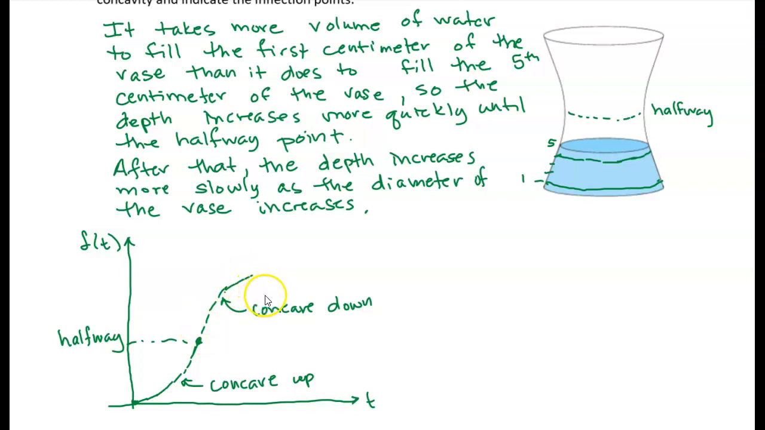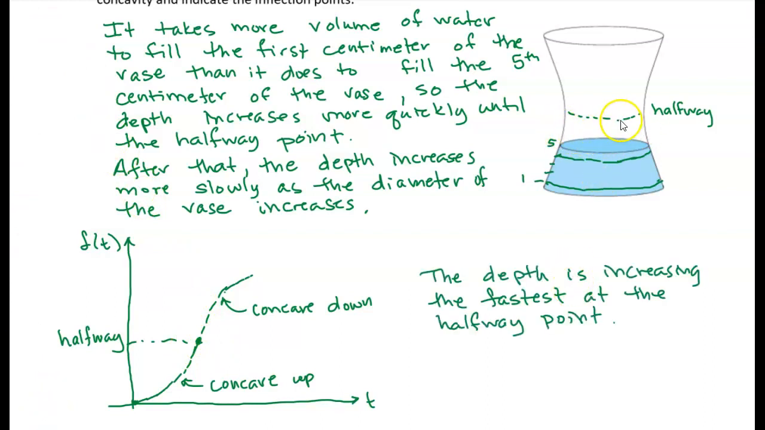The other thing we can say is that the depth is increasing the fastest at the halfway mark, which makes sense because that's where the vase is the narrowest, so it takes less volume for every centimeter of depth at that point. But it's also the inflection point. The halfway point is the inflection point, so I can mark that on here. This is the inflection point, and it's where the depth is increasing the fastest.